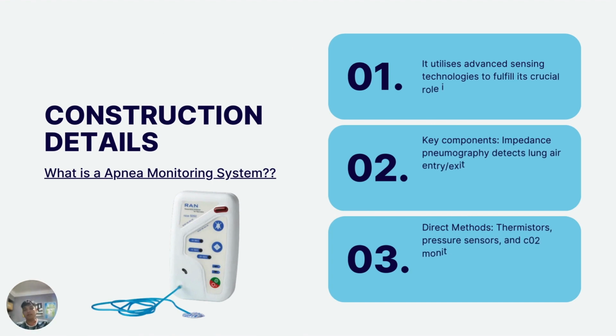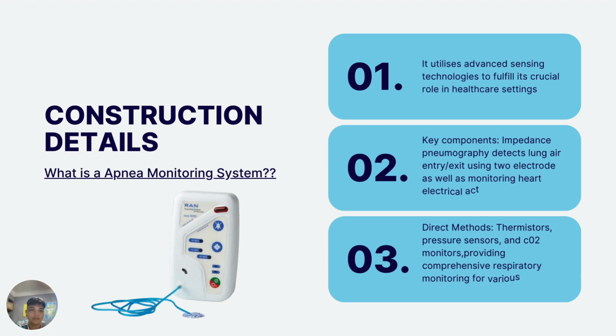They are intricate devices engineered to play a pivotal role in healthcare settings. Their construction integrates cutting-edge sensing technologies to ensure precision in detecting and responding to respiratory events. A key component of these monitors is impedance pneumography, a method that detects minuscule changes in electrical impedance as air enters and exits the lungs. This technique employs two electrodes positioned on the chest through which a low amplitude, high frequency current passes.